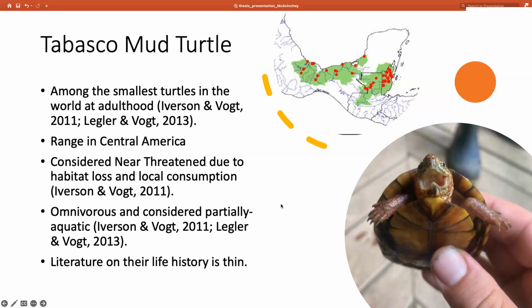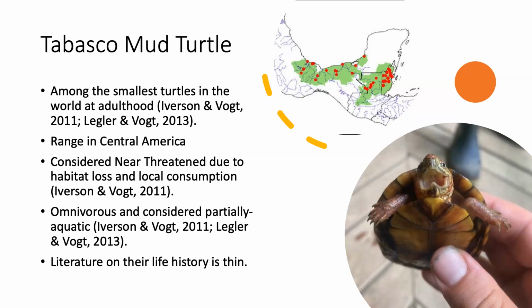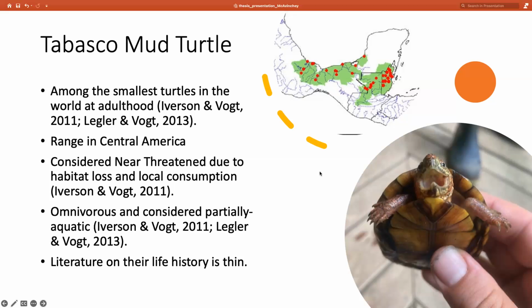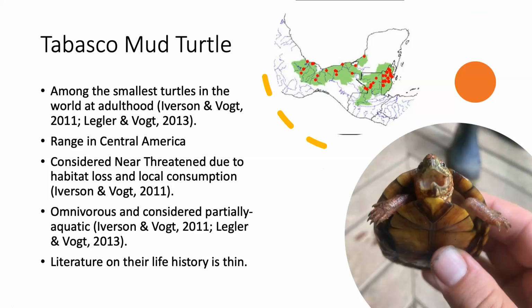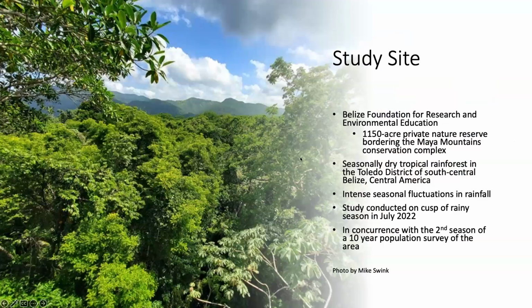They're omnivorous and considered partially aquatic. I have personally observed them eating invertebrates in water, so not plants, but that checks out. The literature on their life history is pretty thin. There's only 2 papers published that focus specifically on their natural history and behavior. So if I succeed in publishing this as a paper, this will be the 3rd.